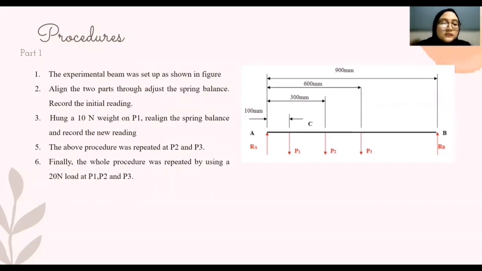Third, hang a 10 Newton weight on P1, realign the spring balance, and record the new reading that indicates the effect of the 10 Newton weight on the beam. Next, the above procedure was repeated at P2 and P3. And finally, the whole procedure was repeated using a 20 Newton load at P1, P2, and P3.